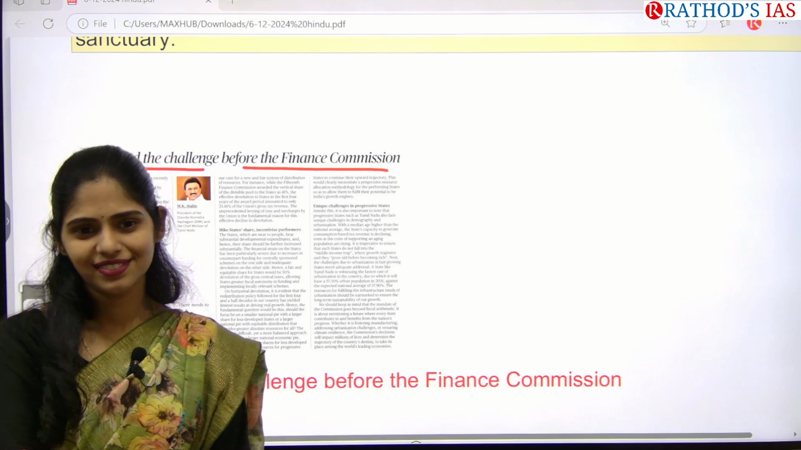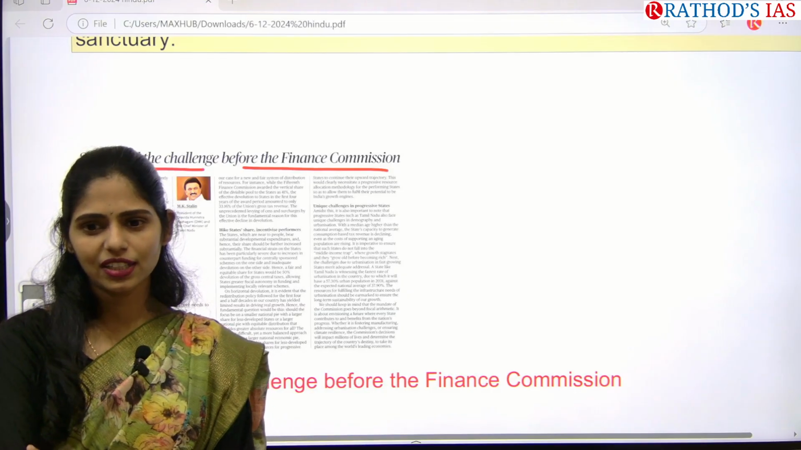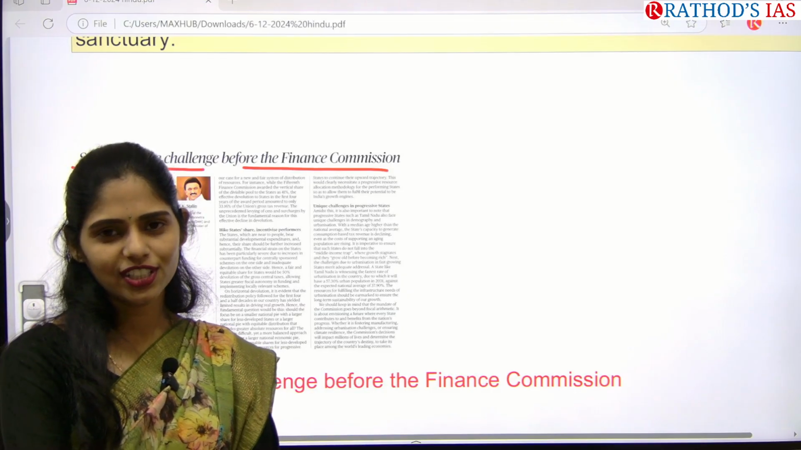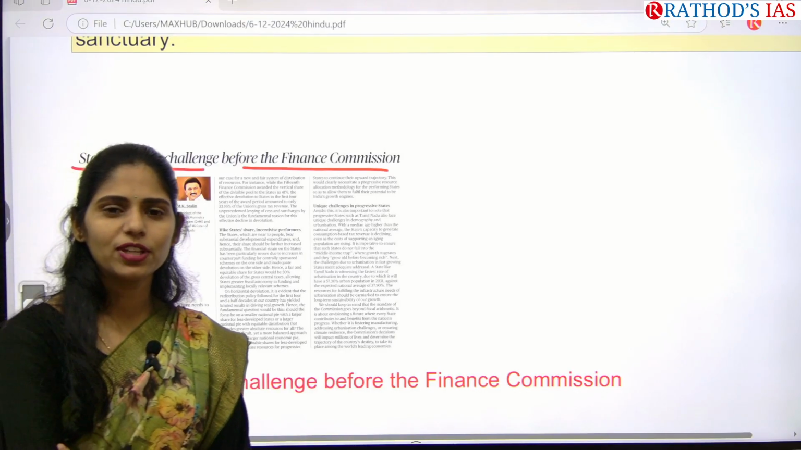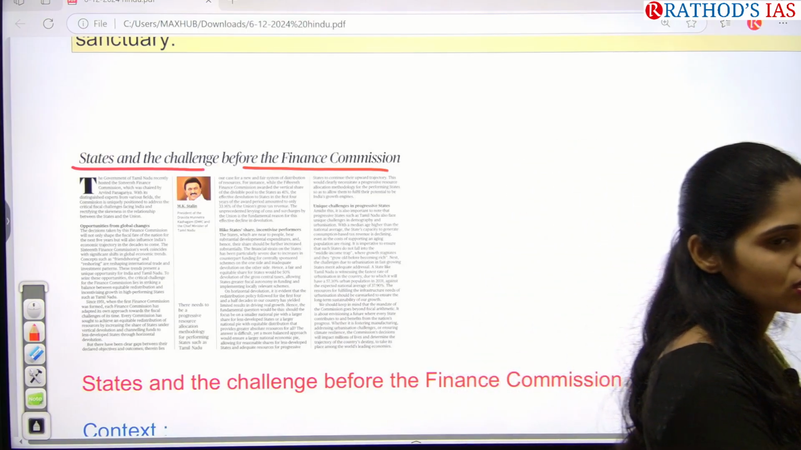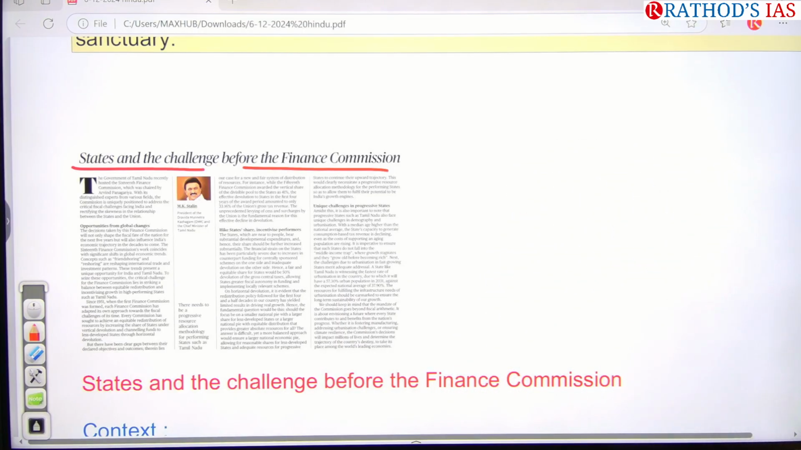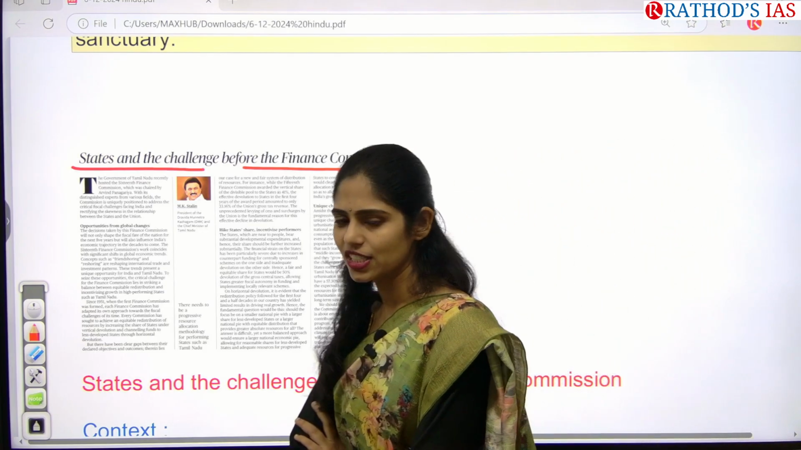260. Which article talks about the Finance Commission? Article 280. Article 280 talks about this Finance Commission. It is a constitutional body. So for how many years will it be constituted every time? 5 years. So what are the functions of this Finance Commission?